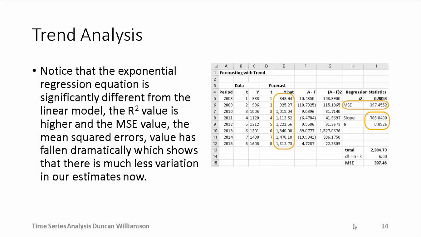And notice that the exponential regression equation is significantly different from the linear model. The R-squared value is higher and the MSE value, the mean squared errors value, has fallen dramatically, which shows that there is much less variation in our estimates now.